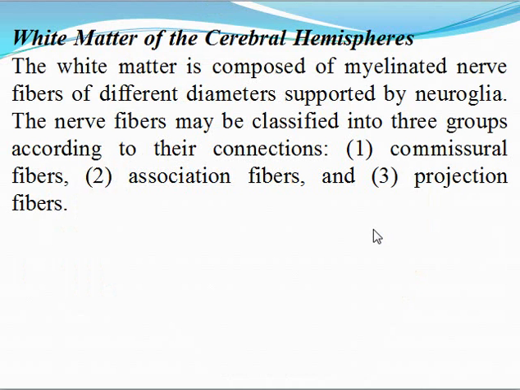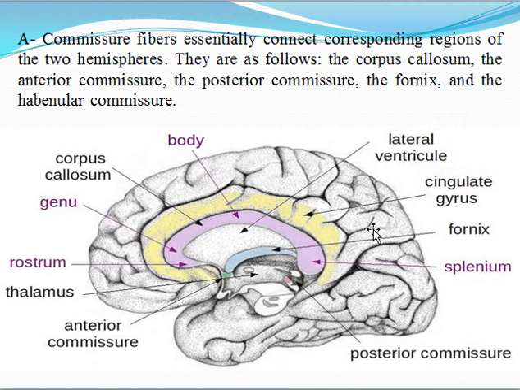Now the white matter. The white matter is composed of myelinated nerve fibers of different diameters supported by neuroglia. The nerve fibers are classified into three groups according to their connection: commissural fibers, association fibers, and projection fibers.